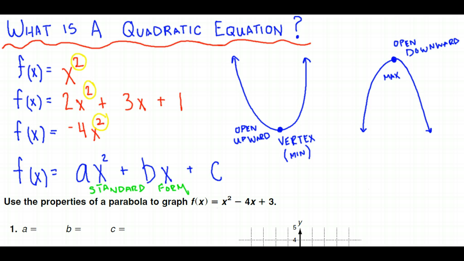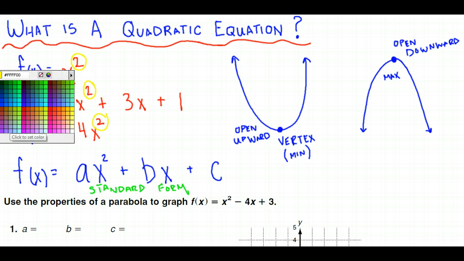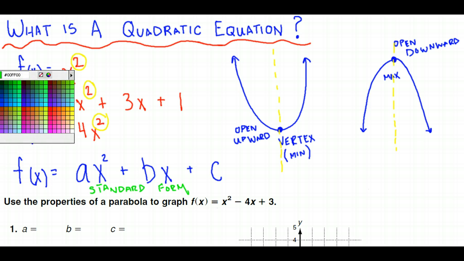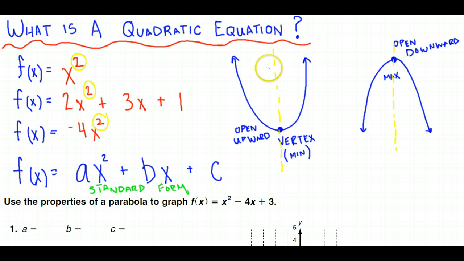And another special quality that all parabolas have is that they are symmetrical, which means if you draw a vertical line going through that vertex, they are exactly symmetrical. If you folded them on this line, they would match up on themselves perfectly. And this yellow line here has a special name for it. We call that the axis of symmetry. So when you're making a sketch of a graph, it's helpful to find that vertex so you can determine your axis of symmetry.